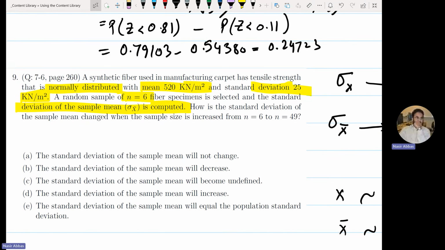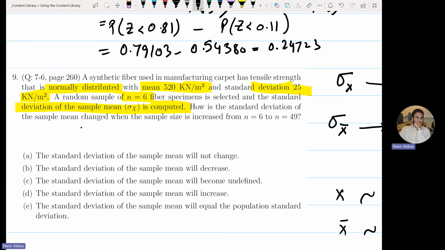The question says that you have a variable X that follows a normal distribution. Mean is 520, standard deviation is 25, sample size is 6. Then you compute the standard deviation of the sample mean. This is sigma over square root of N. You computed sigma over square root of N. Then you do what? How does this sigma over square root of N change when the sample size increases?